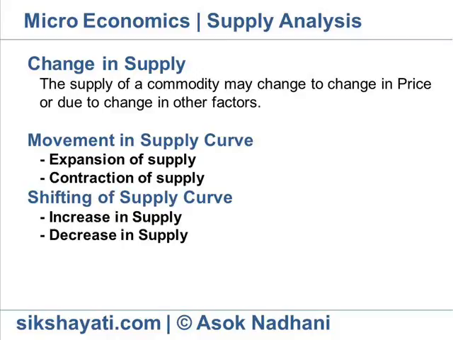Shifting of supply curve. This is caused due to change in factors other than price. It occurs due to various factors like change in income, change in taste, upgradation of technology, etc. It makes the supply curve shift either leftward or rightward on the original supply curve. This is called shifting of the supply curve.